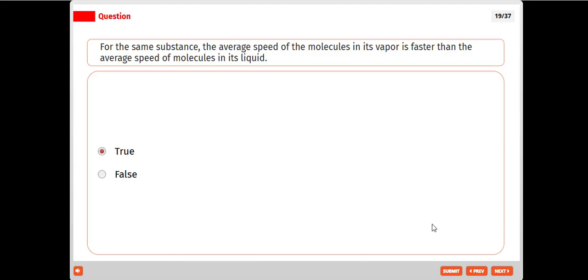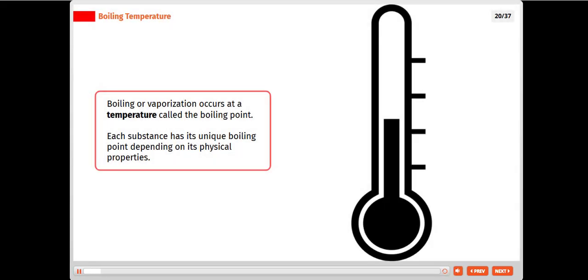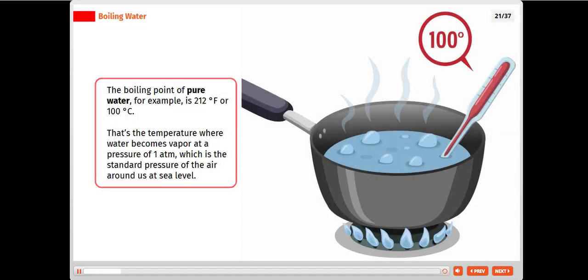Boiling or vaporization occurs at a temperature called the boiling point. Each substance has its unique boiling point depending on its physical properties. The boiling point of pure water, for example, is 212 degrees Fahrenheit or 100 degrees Celsius. That's the temperature where water becomes vapor at a pressure of 1 atmosphere, which is the standard pressure of the air around us at sea level.